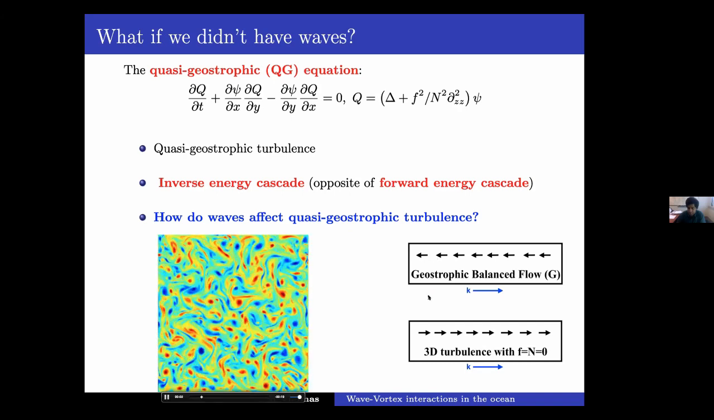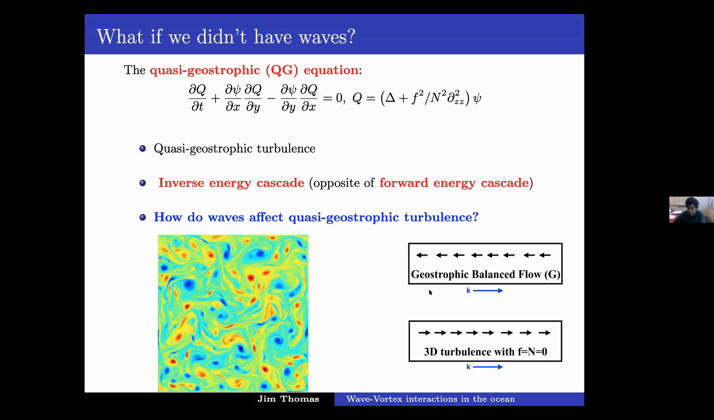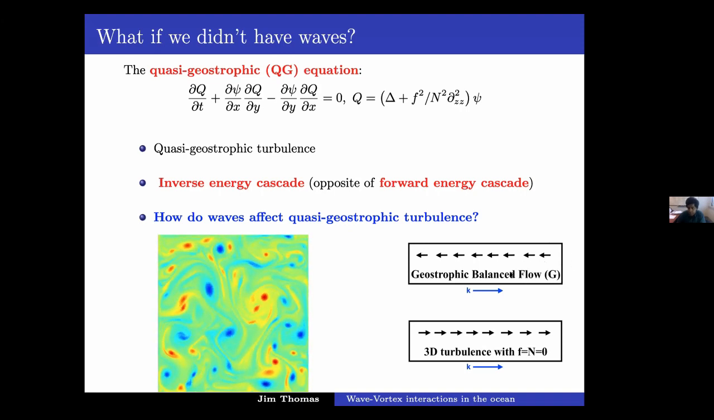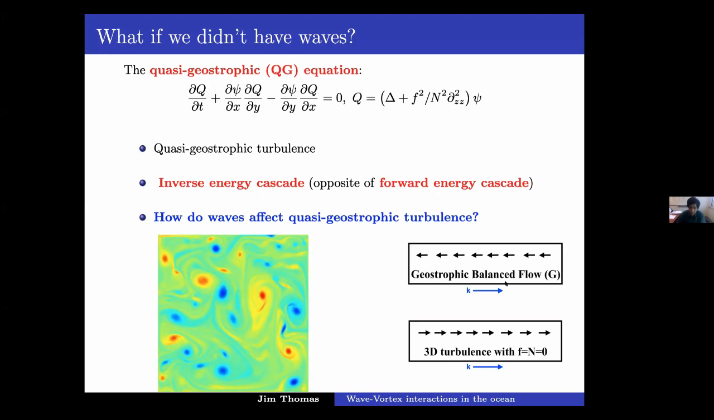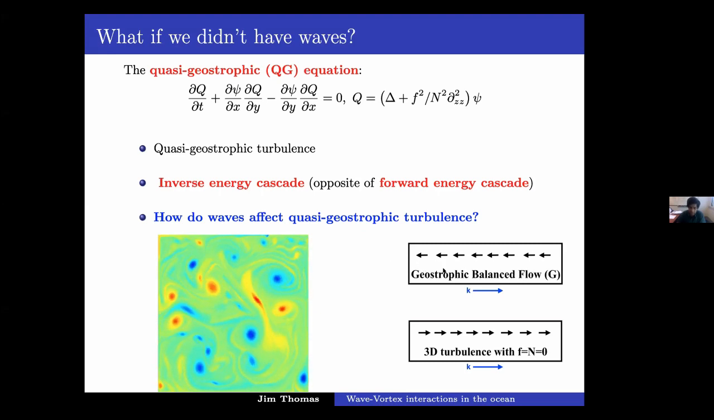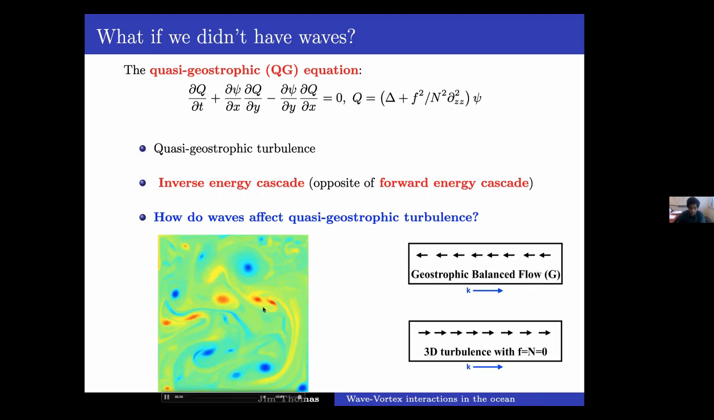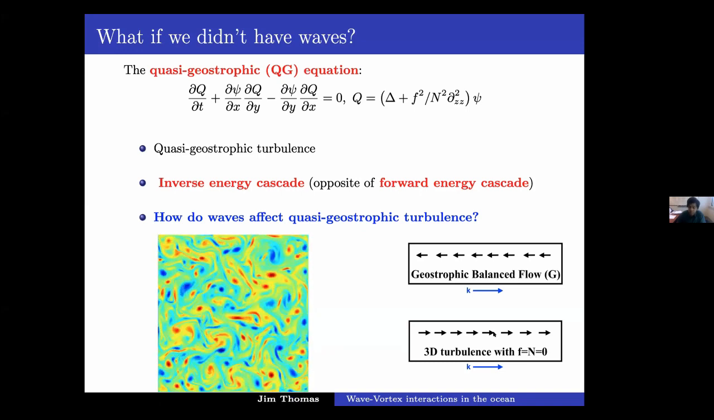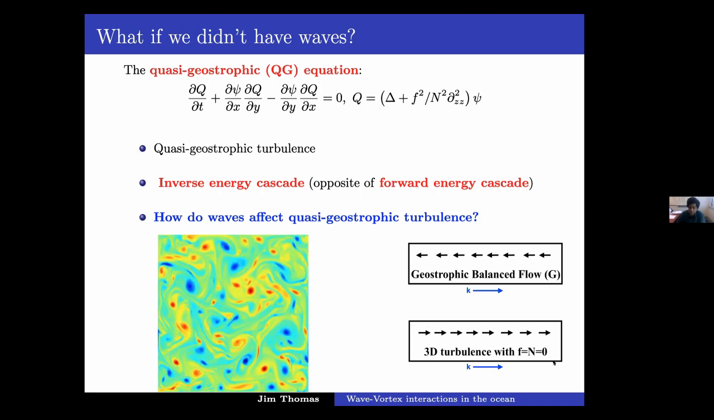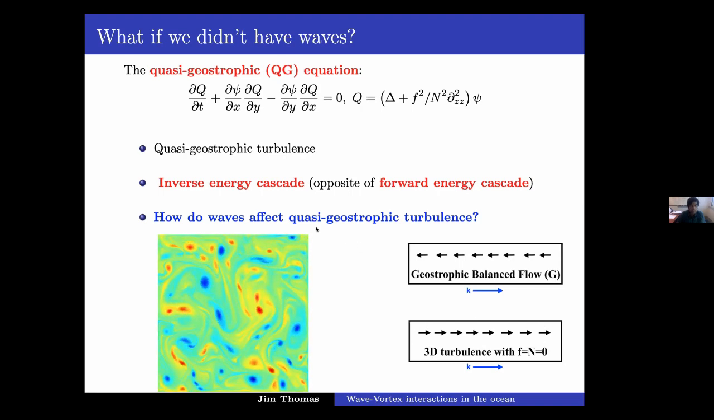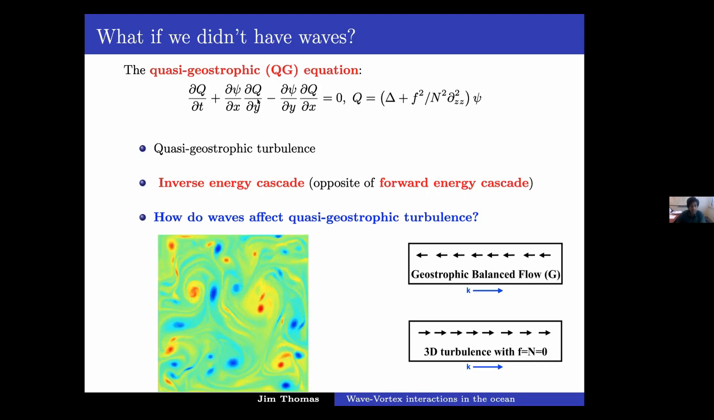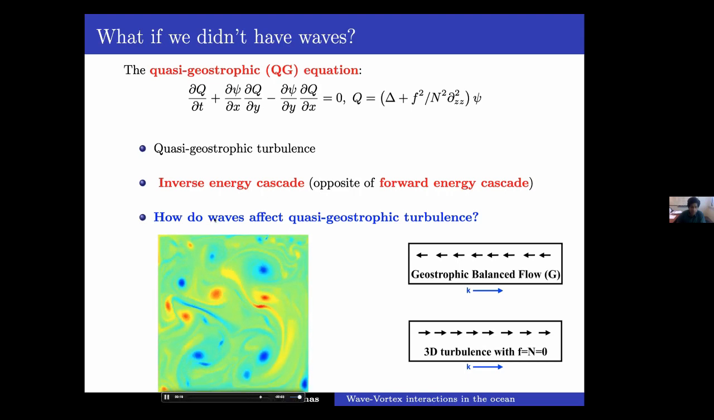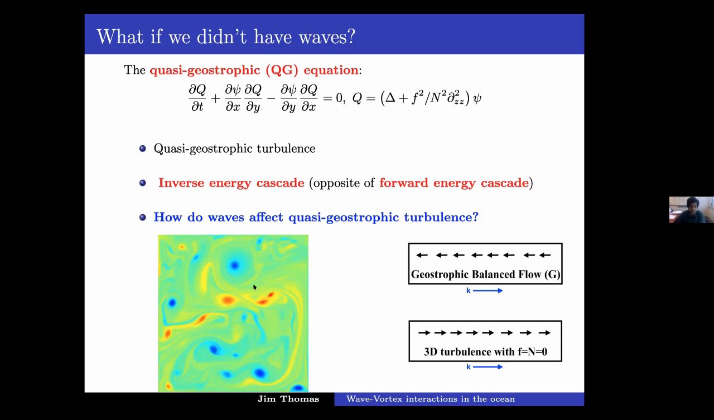These are schematics showing wave number going from left to right. Low wave numbers are here and high wave numbers are here. Large scales are here and small scales are here. In quasi-geostrophic turbulence, the geostrophic balanced flow sends energy upscale, to larger scales, to lower wave numbers with time, as we saw here. In 3D turbulence, in the absence of rotation and stratification, this is the direction of energy transfer: energy goes from low wave numbers to high wave numbers with time. And this is the picture one has from the ocean turbulence point of view based on quasi-geostrophic turbulence. So we'll look at how internal gravity waves affect and modify this quasi-geostrophic turbulence.